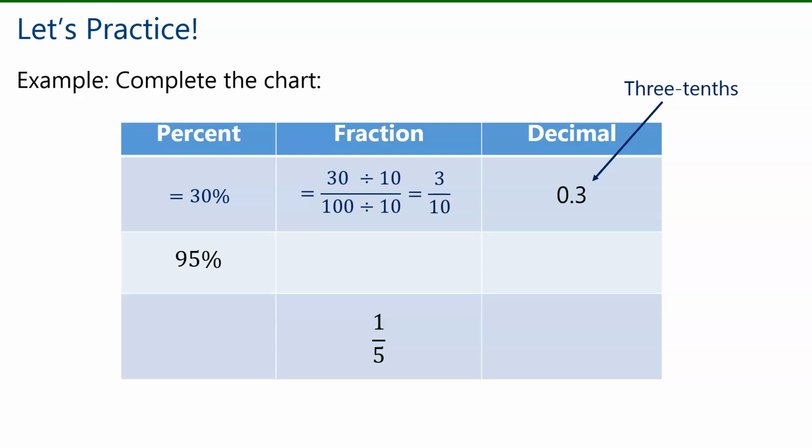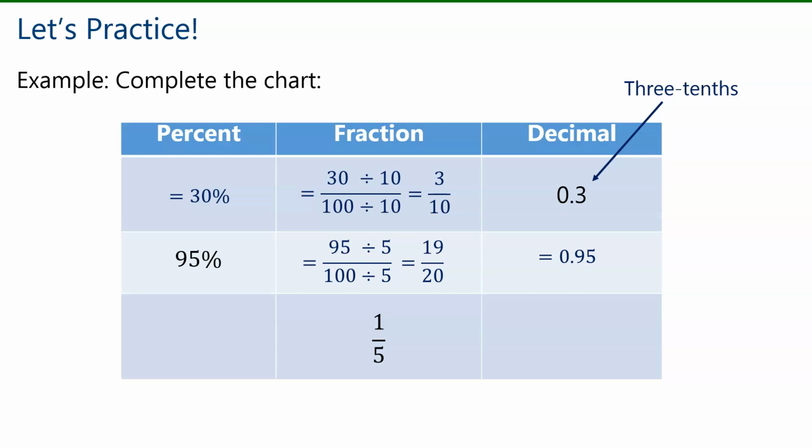Now for 95%, I can write that as 95 over 100. Now I can reduce by dividing by 5. If I divide by 5, I get 19 over 20. Now to go from a percent to a decimal, I need to move my decimal 2 places to the left to give me 0.95.